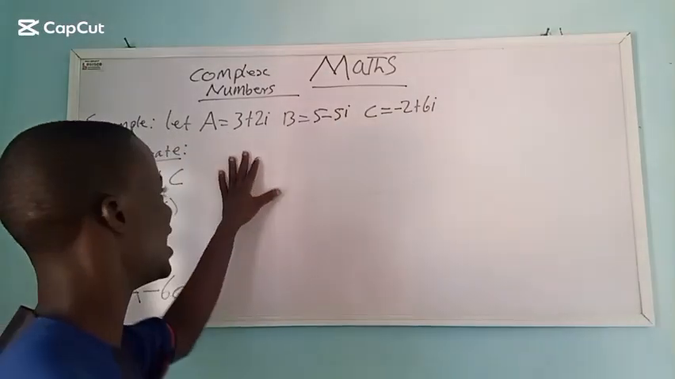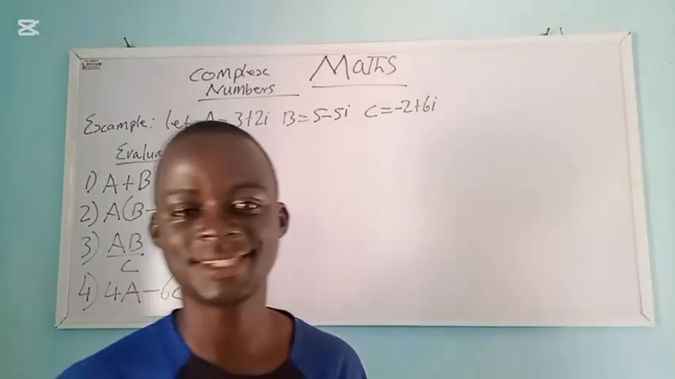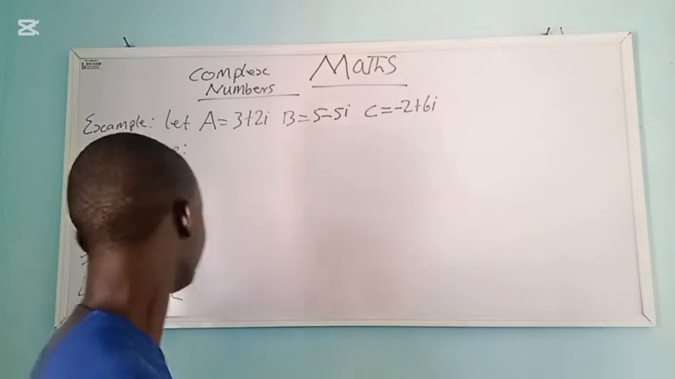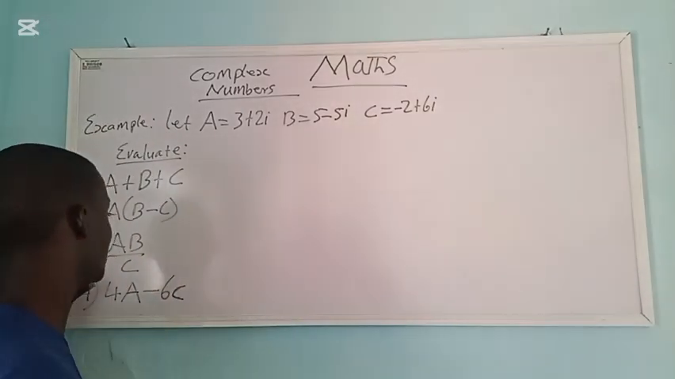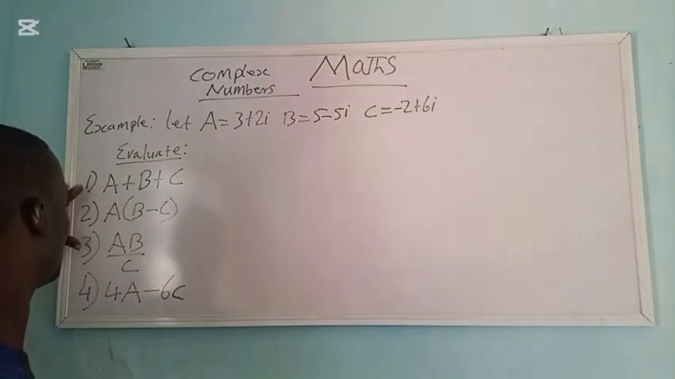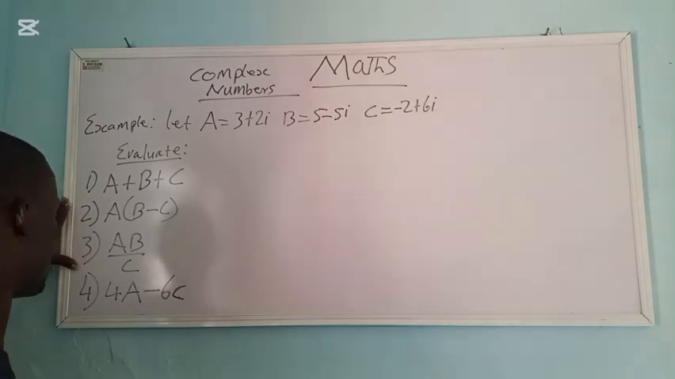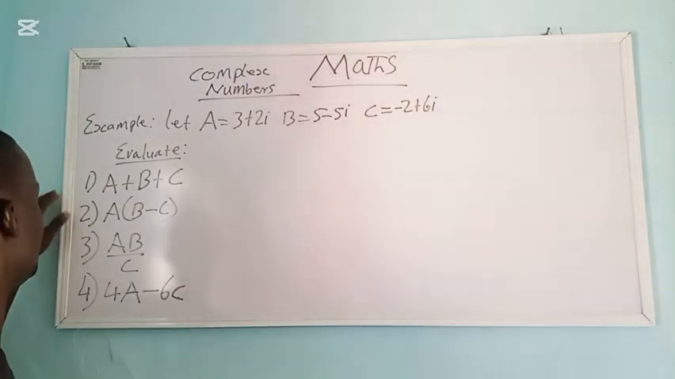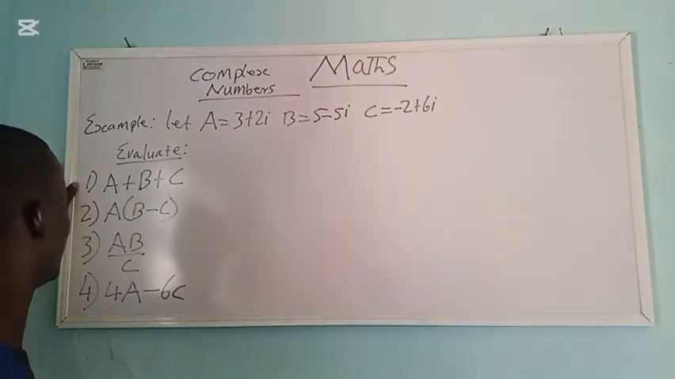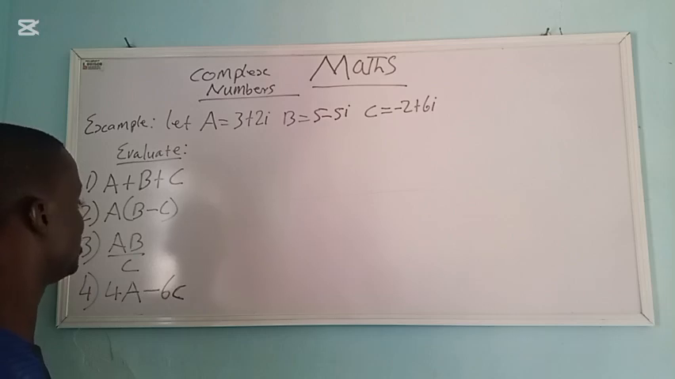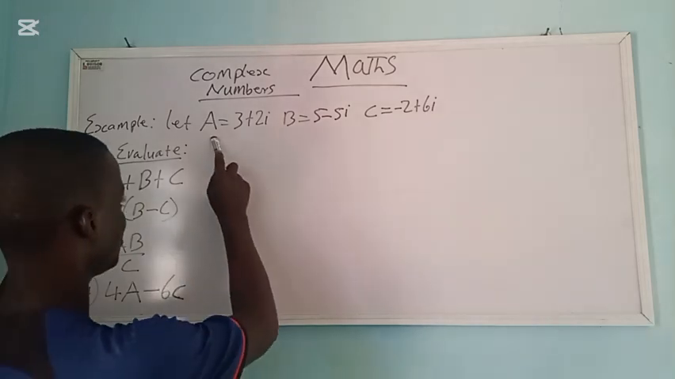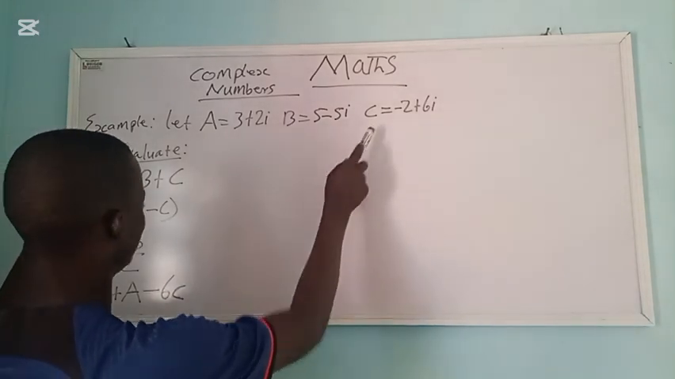Here is a question, and this question is under complex number. So now let's have a see. So now we have four questions. Like it's one question, but we have to solve four from the one question. The first one says A plus B plus C. That's we plus this one plus this one and plus this one.